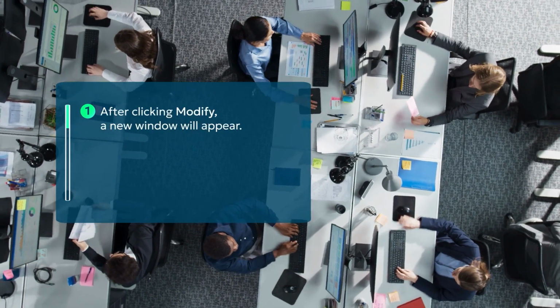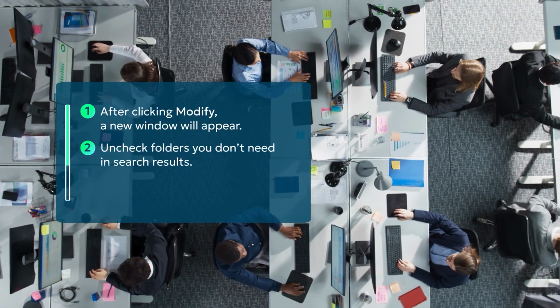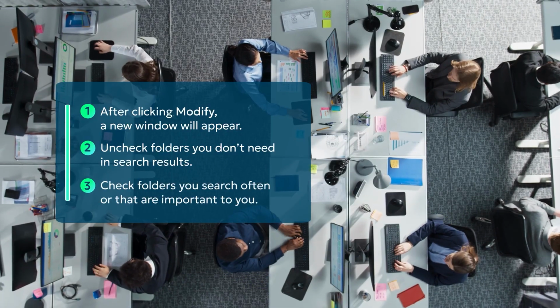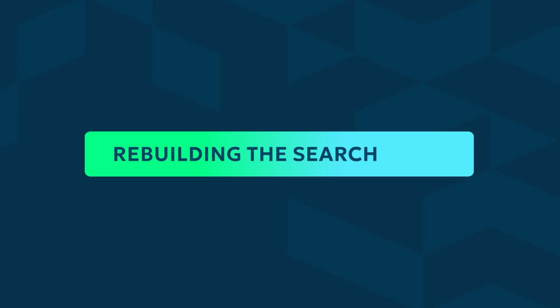After clicking Modify, a new window will appear. Uncheck folders you don't need in search results. Check folders you search often or that are important to you. If search results are still slow or inaccurate after changing settings, try rebuilding the index.